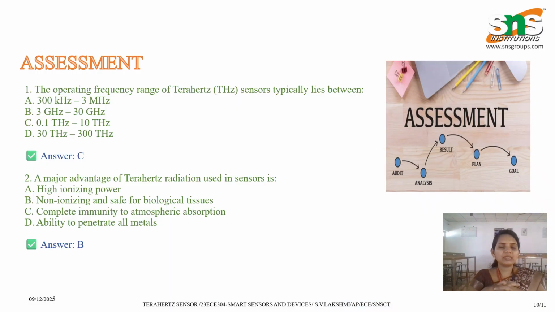So today's assessment: the operating frequency range of terahertz sensor lies between 0.1 terahertz and 10 terahertz. The major advantage of terahertz radiation used in the sensor is that it is non-ionizing and safe for biological tissues.